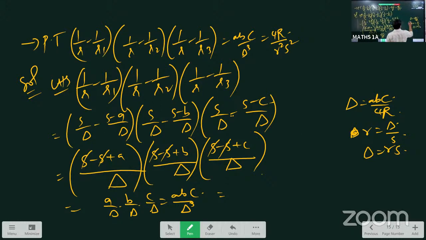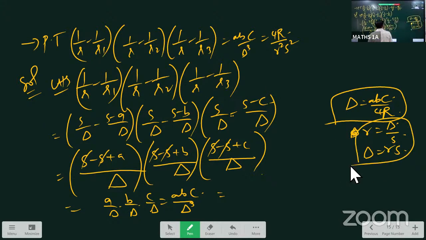Now, ABC, I will make it as subject. These are your basic formulas. ABC, I am going to replace as 4R delta, divided by delta cube, means R cube S cube.